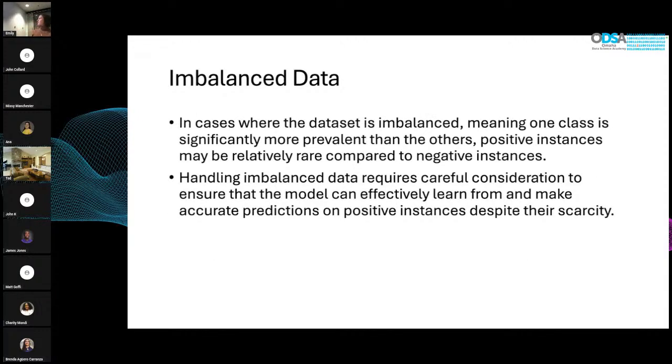Imbalanced data. You're familiar with class imbalance, where some representations are more prevalent than others. Positive instances may be relatively rare compared to negative instances, specifically fraud, which is usually less than 1% of the data set. So handling this requires careful consideration. There are methods we explored for addressing class imbalance, such as SMOTE, oversampling, and undersampling techniques.